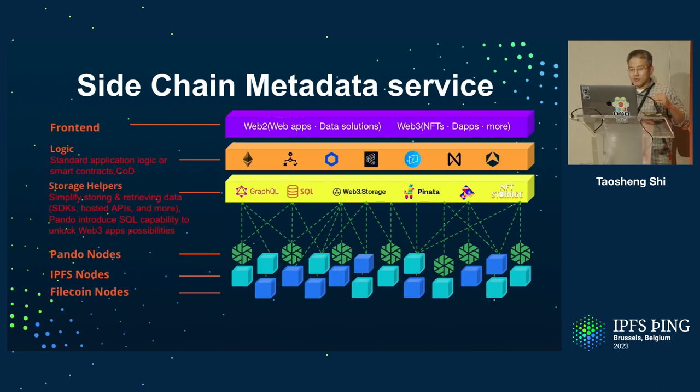From a high level point of view, you can see Pando as a side chain metadata service or layer two data network of Filecoin. You can see this in this Web3 data network architecture. Pando sits in the three layers of IPFS and Filecoin. We have Filecoin nodes as a blockchain, IPFS nodes as off-chain nodes, and we can also have Pando for off-chain storage service. Based on this storage layer, we can have a storage helper and logic layer, for example, computation over this data layer. That is the big picture of this Web3 data network.